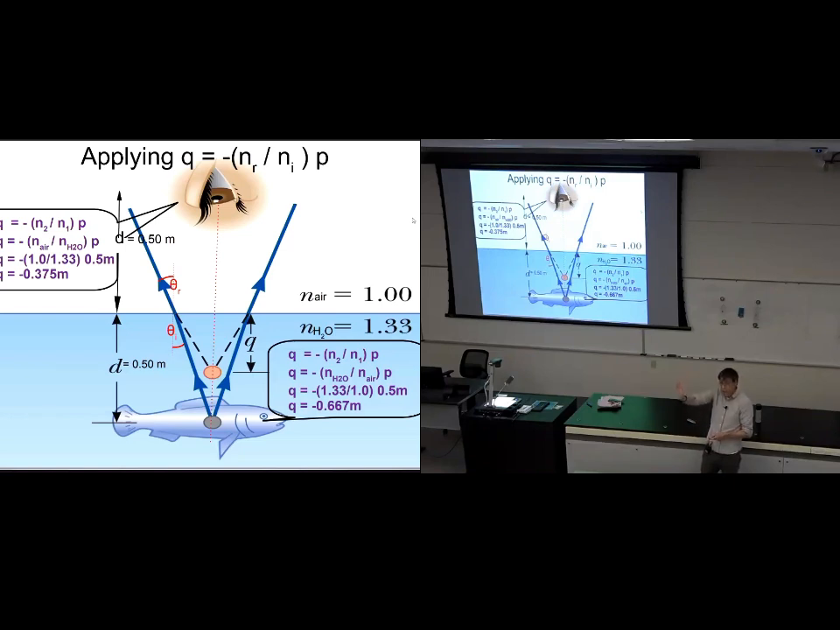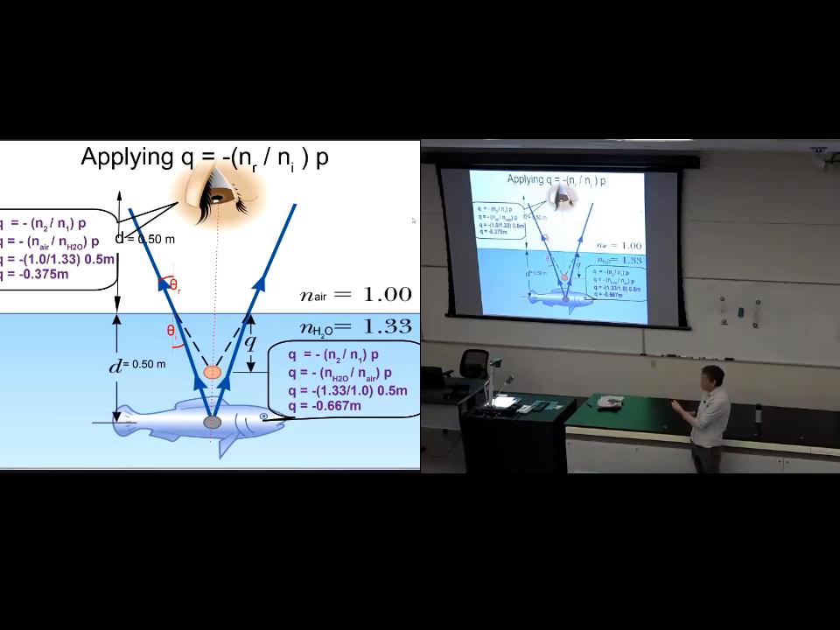n2 is the material that the light heads to. It's on the back side of the refraction. n1 is the material that the light originated in. It's the front side of the refractive surface. So when I'm looking at the shark, the light originates in the water, so n1 is the water, and the light goes to the air, so n2 is the air.